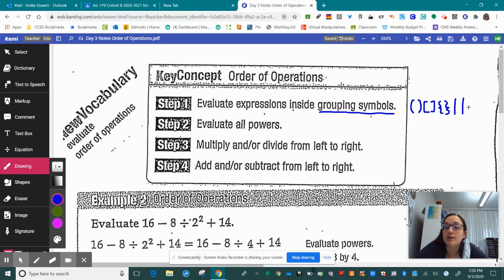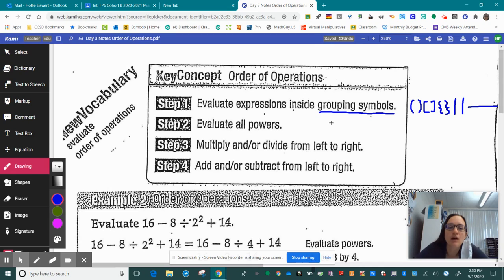And the other one we want to talk about is the fraction bar. Well, you'll have an expression in the numerator, an expression in the denominator. You have to simplify those first. So simplify your numerator, simplify the denominator, then you can divide.